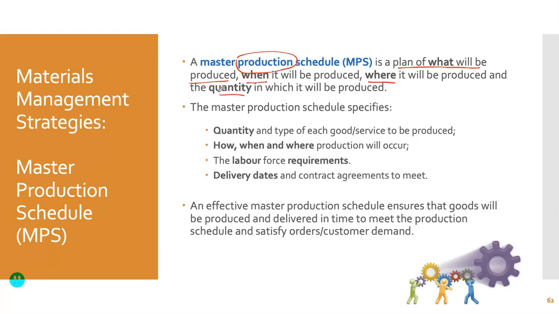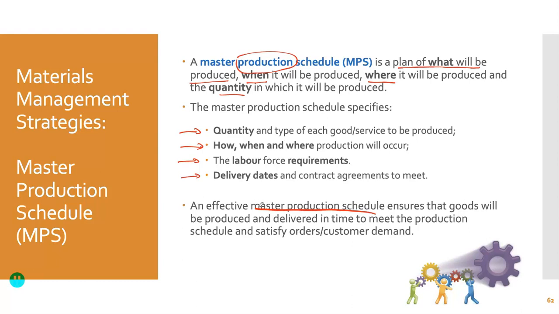So the master production schedule is thinking about the actual production, not the inputs into that production, but we're still going to be thinking about the quantity, how, when, and where this will occur, the labor force, so the people, the employees that we will need, and making sure that this will ensure delivery dates are met. And having an effective master production schedule ensures that goods will be produced and delivered on time. We will meet production schedules and we will satisfy customer demand.